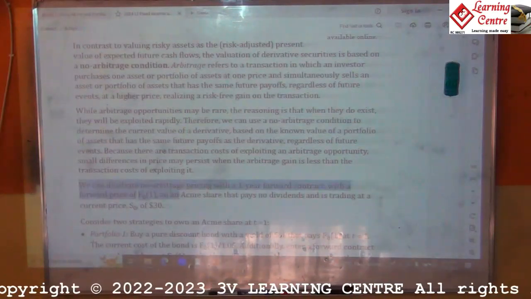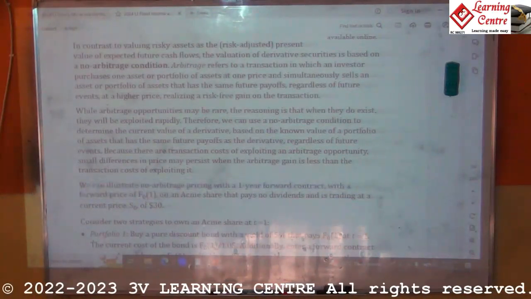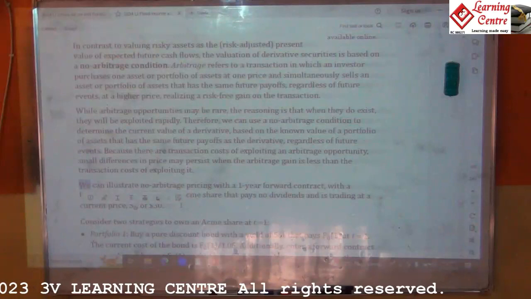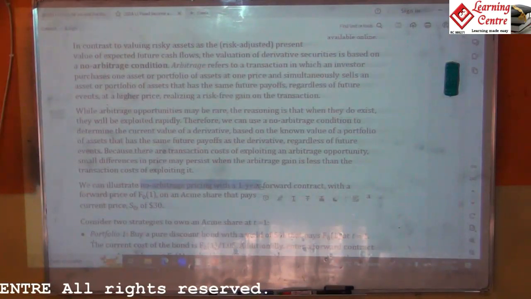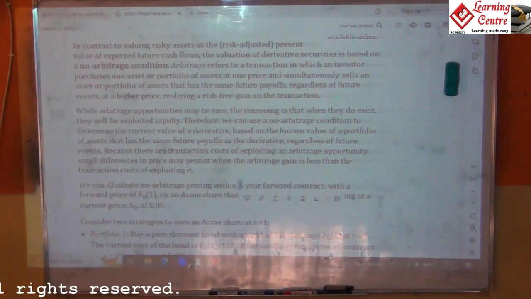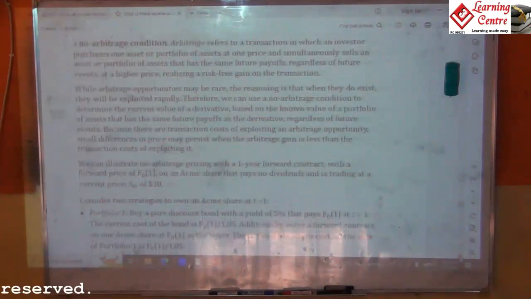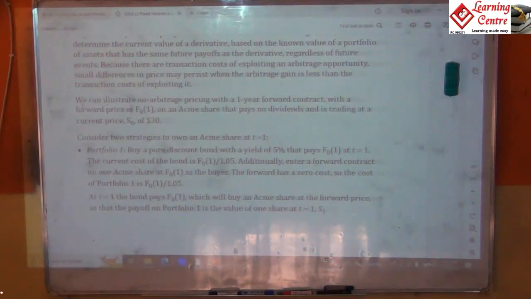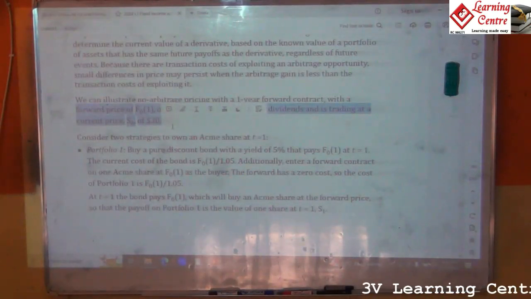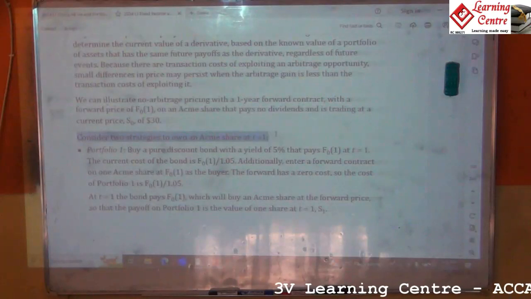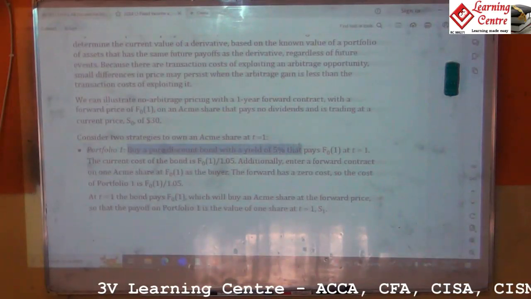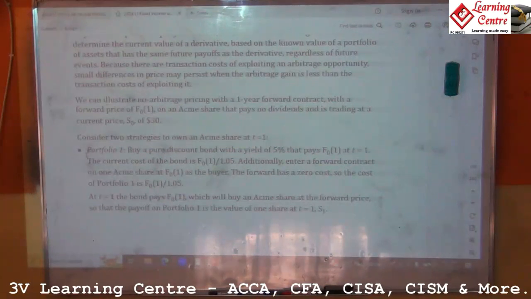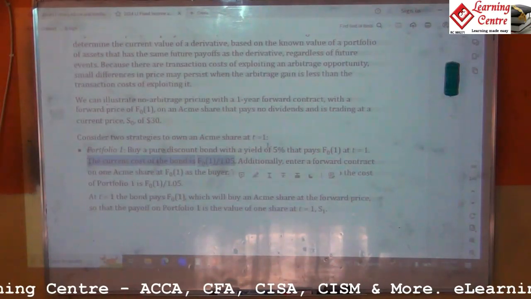Okay? So we'll now use an example to explain what this is. Remember all these things we're assuming. We're assuming that there is no cost to it. That's why I said they are risk-free. So we can illustrate a no arbitrage pricing with a 1 year forward. The forward price is on a share that pays no dividend and is trading at the current price. So the spot price of today is $30. We are considering 2 strategies. Portfolio 1: you buy a pure discount bond with a yield of 5% that pays the future price. The current cost of the bond is the discounted value, because it's 5%.